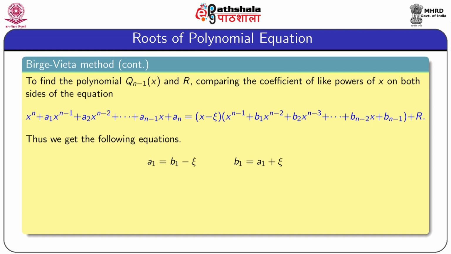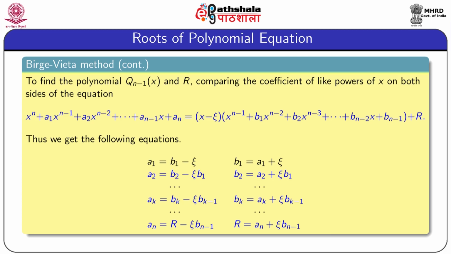This is obtained from the coefficient of x^(n-1), and it is nothing but b1 equal to a1 plus xi. From the coefficient of x^(n-2), we obtain the second equation, a2 equal to b2 minus xi b1, or b2 equal to a2 plus xi b1. And from the x^(n-k) coefficient, we obtain the last equation, ak equal to bk minus xi b_{k-1}, or bk equal to ak plus xi b_{k-1}.